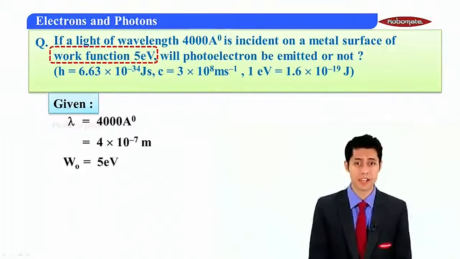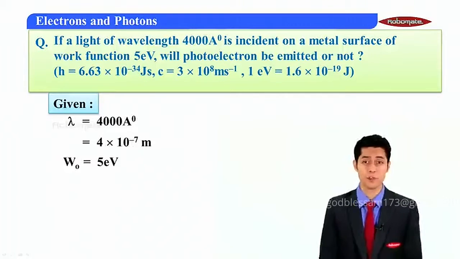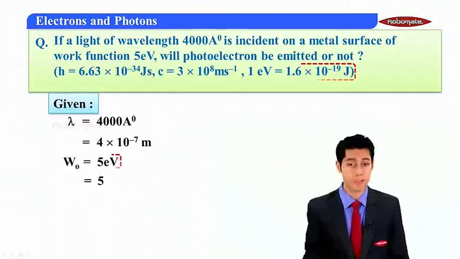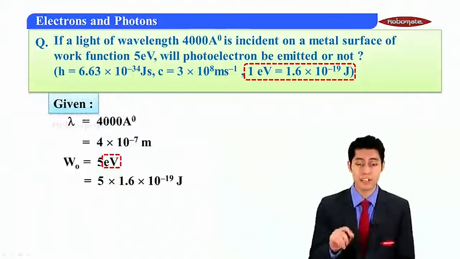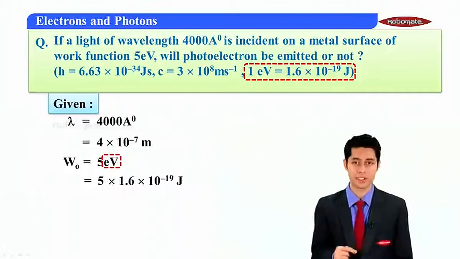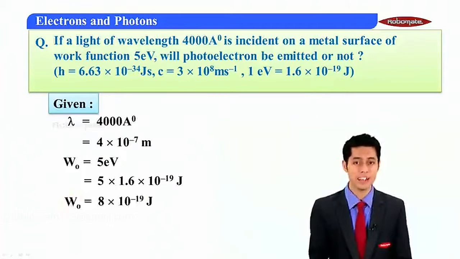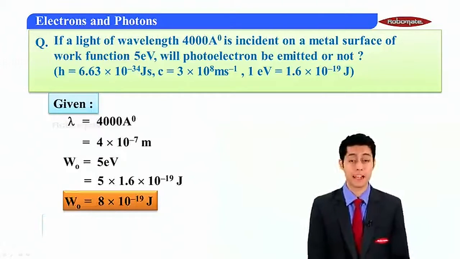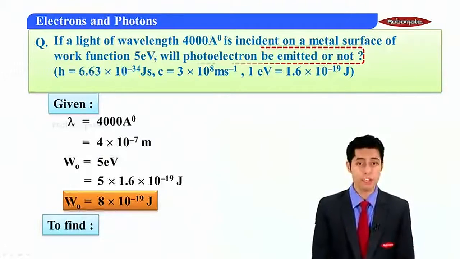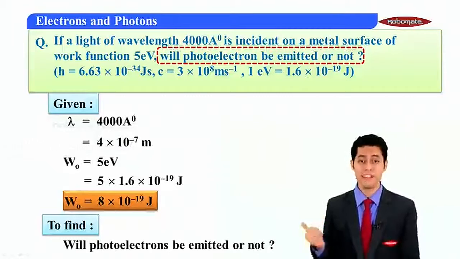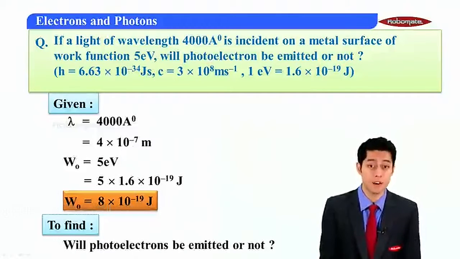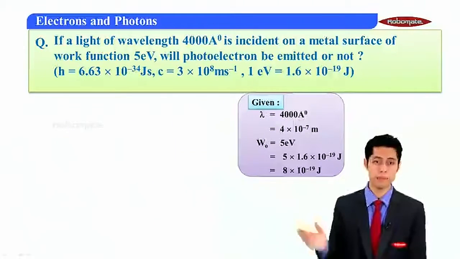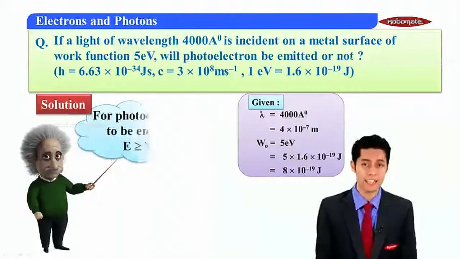Again, we can also write the work function is 5 electron volt. Now if I have to write electron volt in SI unit, I need to multiply 5 by 1.6 × 10⁻¹⁹ joule. Again, moving ahead, we can write W₀ finally as 8 × 10⁻¹⁹ joule. What do we need to find out? We need to find out, will the photoelectrons be emitted or not? To find this out, we move ahead to solve the problem by taking the given data on one side.